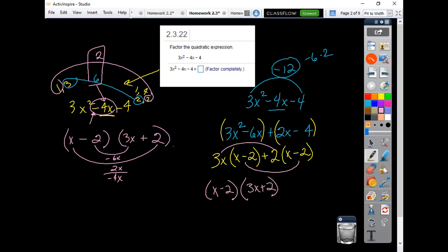Did we get the same thing using each method? We sure did. But that is two different ways. One's sort of trial and error by looking at the possibilities on the left there, and the other one is using this factoring by grouping, multiplying the first term times the last term first to get that number, and then thinking of the factors from that that add up to give you the middle. And hopefully problem 2.3.22 is a little better for you now after that.